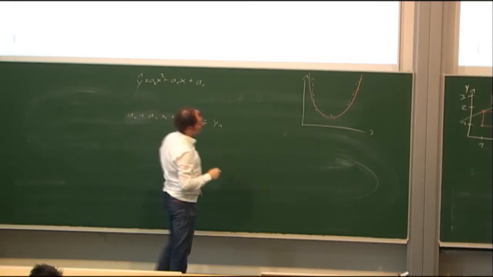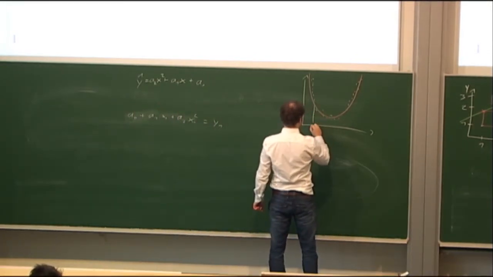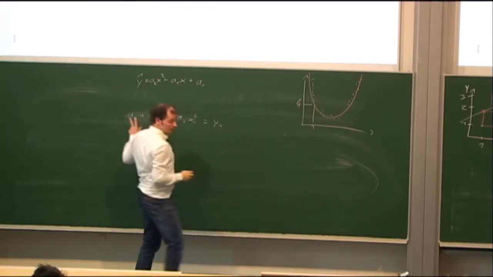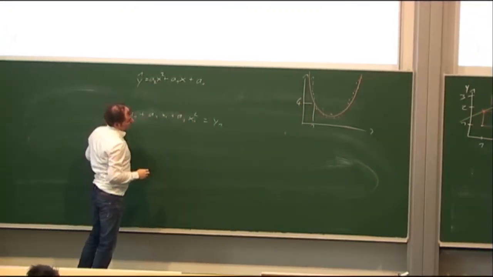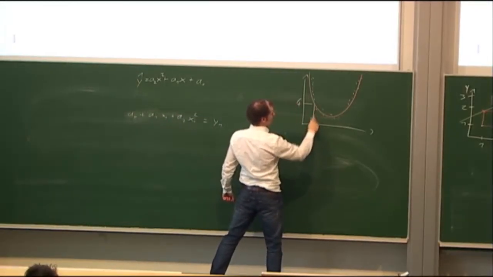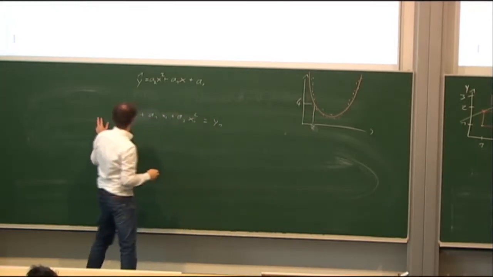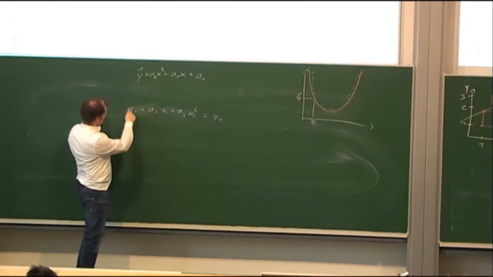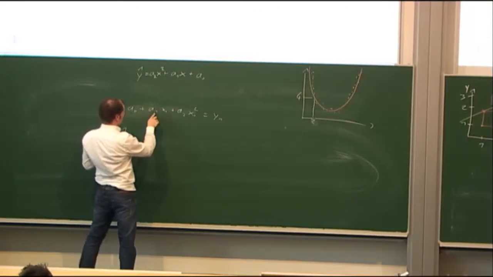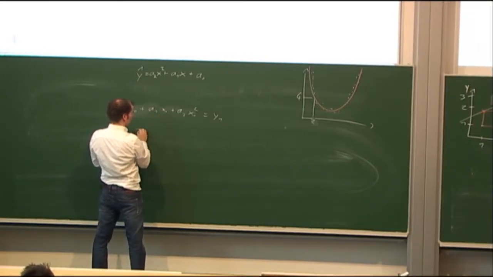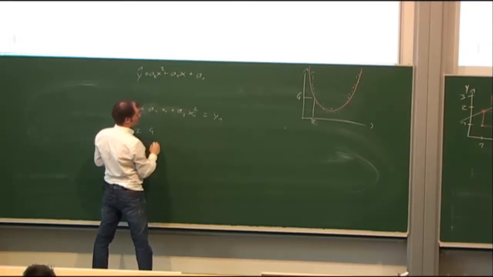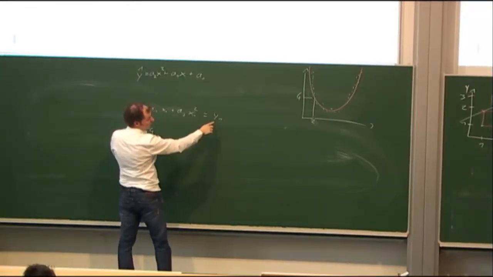And say you have some data point here, which is maybe 1, 4. Or maybe you have 2, 4. So say this data point here is 2, 4, and you want to put it in the matrix. Then here you get a 1. For this, you get a 1. Then for this, you get the 2. And for this, you get 2 squared, which is 4. And then y will be 4.